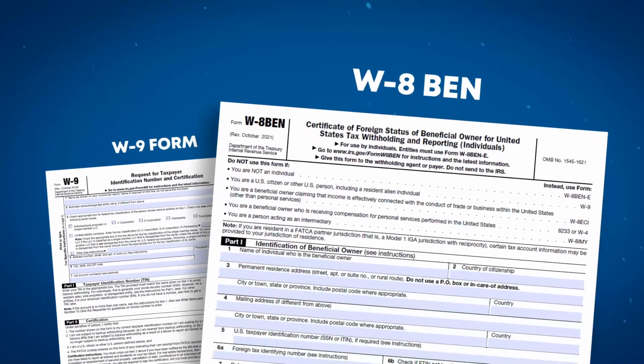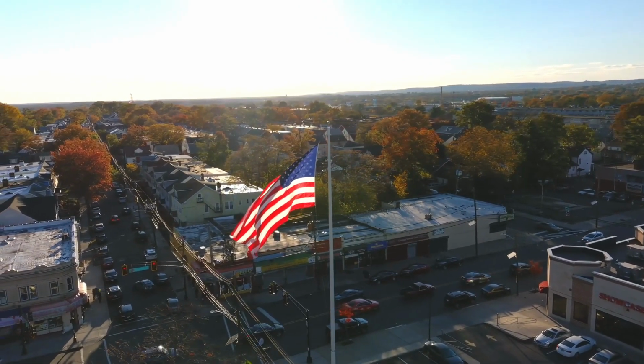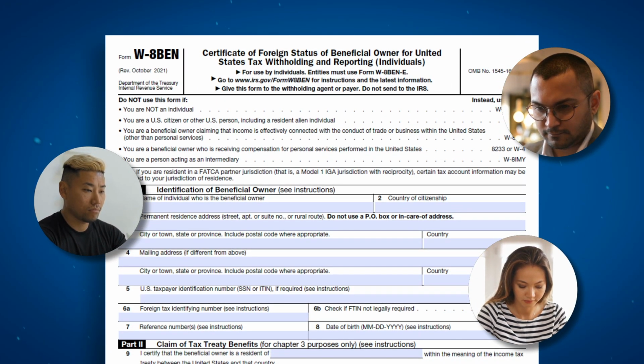The W-8 BEN is a tax form that you ask foreign contractors to complete. What's a foreign contractor? Say I'm here in the US operating my business and I need to hire someone who is performing their work outside of the United States and is not a US citizen. Those are the qualifications, if you will. You're going to ask them to complete a W-8 BEN and keep it in your files for your records. Hopefully when they sign and complete that form, they're doing so in a way where you don't have to withhold any taxes from the payments that you give them, okay?